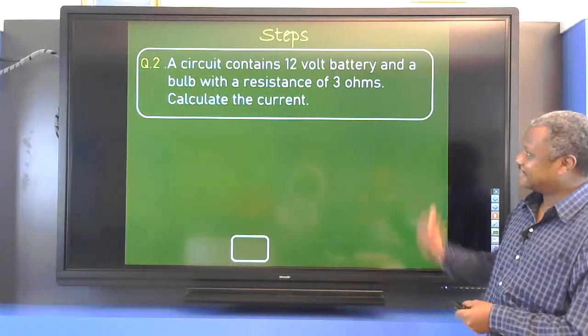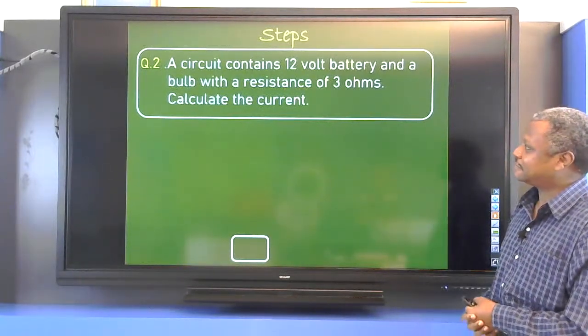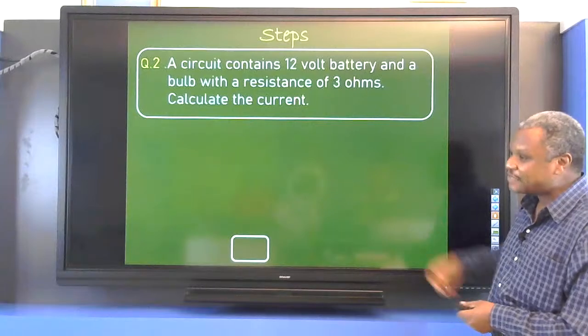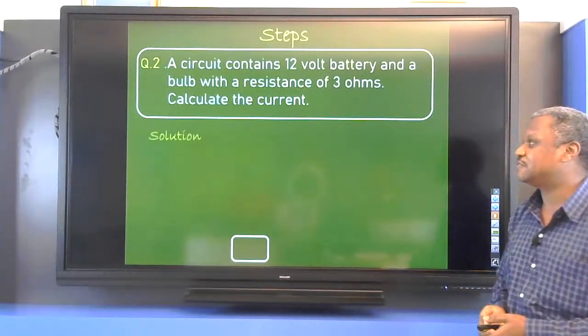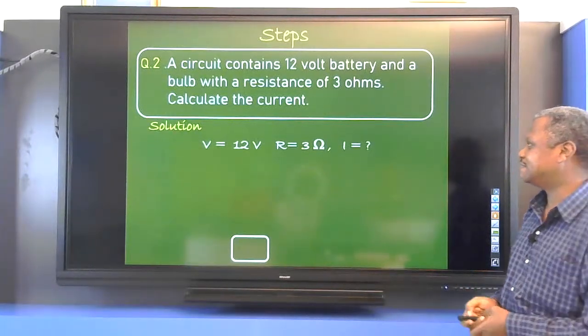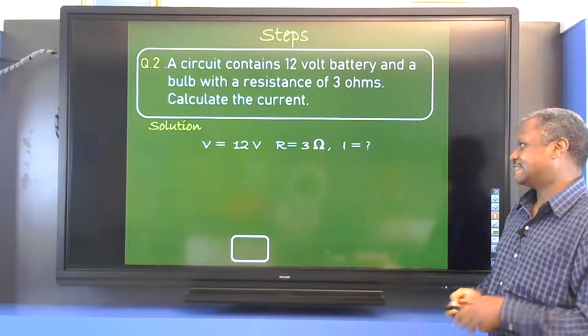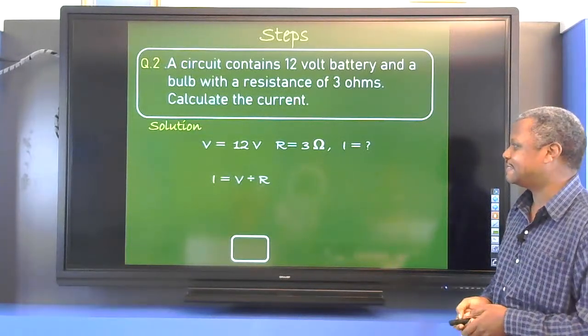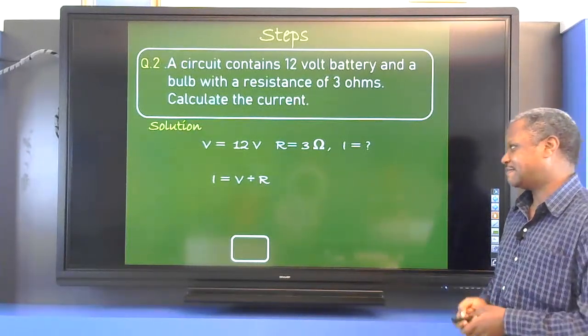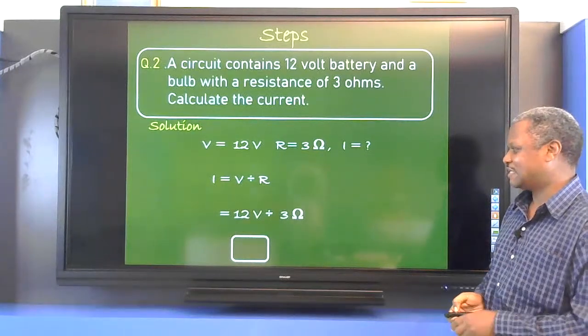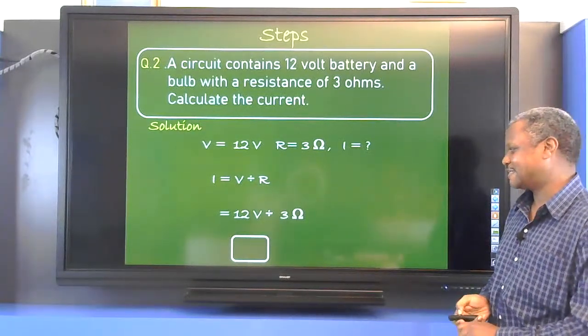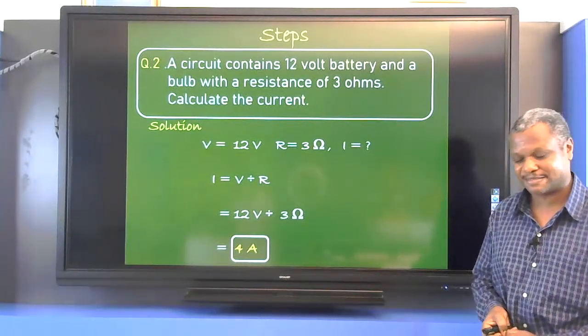Again, a circuit contains a 12 volts battery and a bulb with a resistance of 3 ohm. So you write what you know, you find what you don't know. Solution again, voltage is 12, the resistance is 3, you find the current. Substitute that, V equals IR. So I equals V divided by R. When you substitute that, 12 volts divided by 3, the correct answer is 4 amperes.